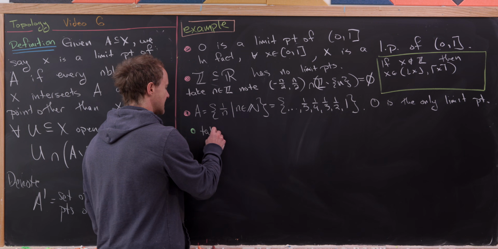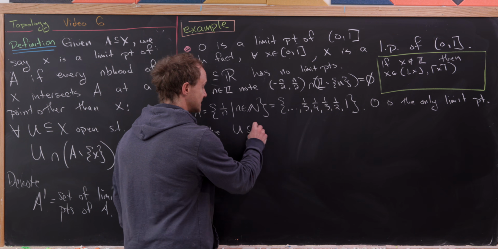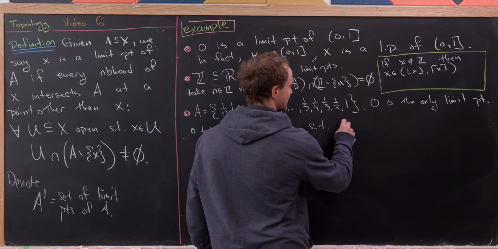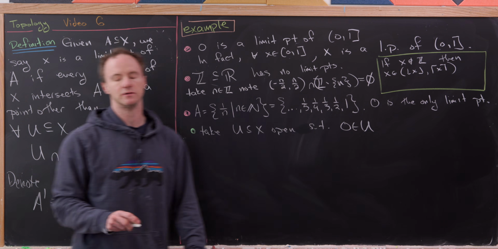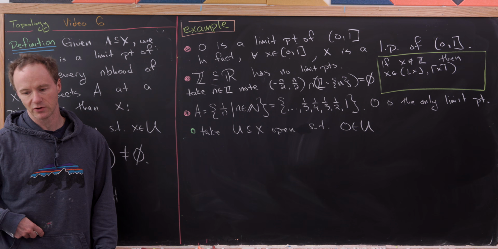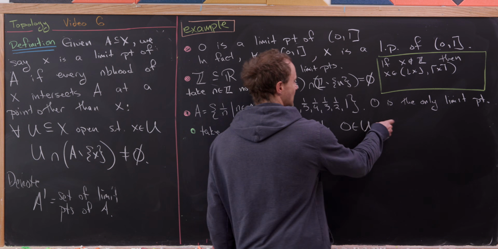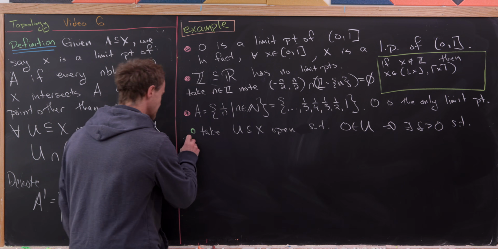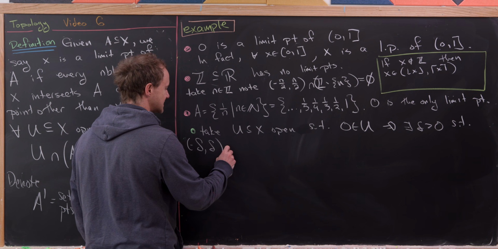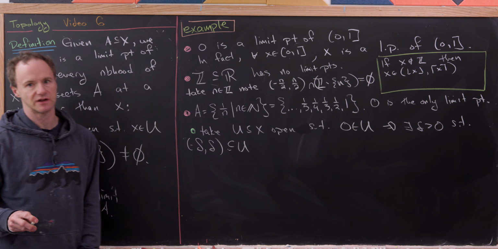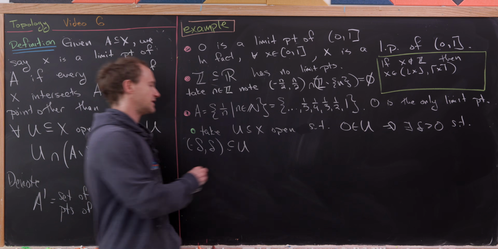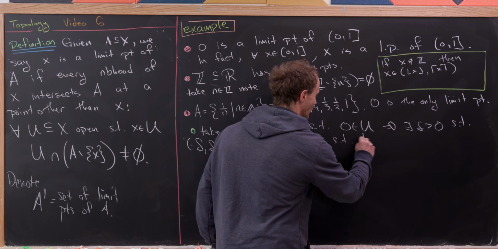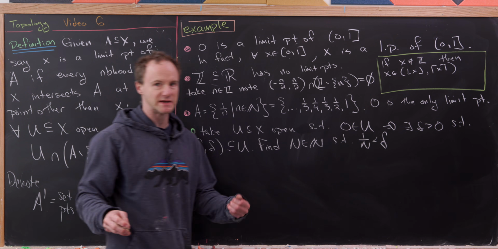And so let's take U, which is open in X, so that 0 is contained in U. So in other words, U is an open neighborhood of 0. But then observe that that means that there exists a delta bigger than 0 such that the open interval from minus delta to delta is contained in U by the definition of an open set in R. Now, next up, what we want to do is find some natural number n such that 1 over n is less than delta. We can always do this.